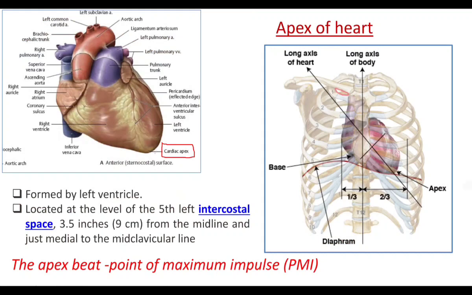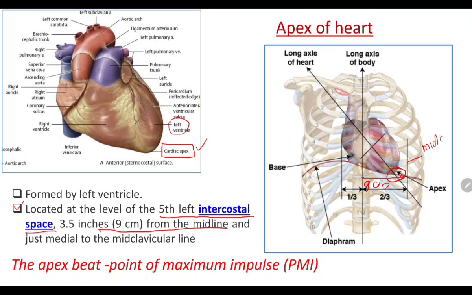Then coming to the apex of the heart, you can see this is the apex of the heart. Which chamber forms it? We have the left ventricle. Apex is formed by the left ventricle, and this you should remember, the apex of the heart lies at the left fifth intercostal space, which is 9 centimeter from the midline, or just medial to the mid clavicular line.